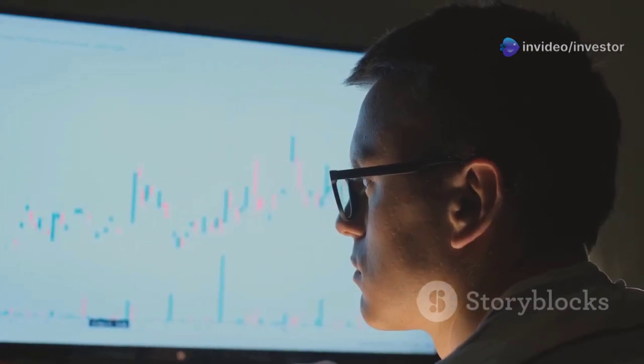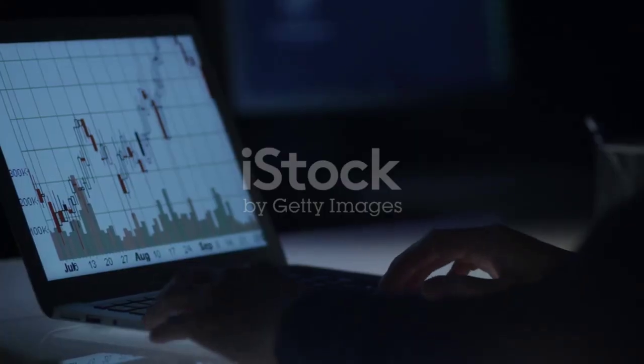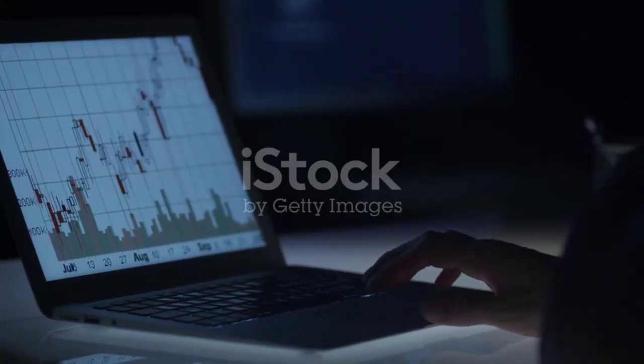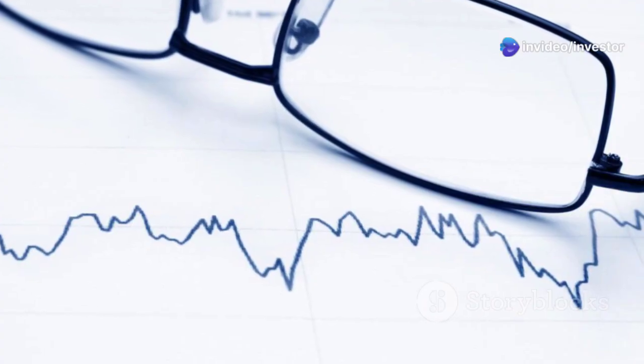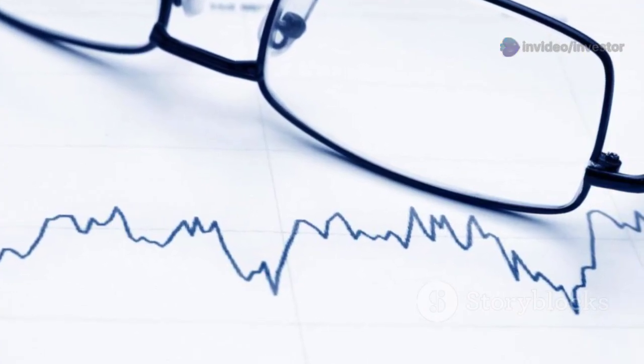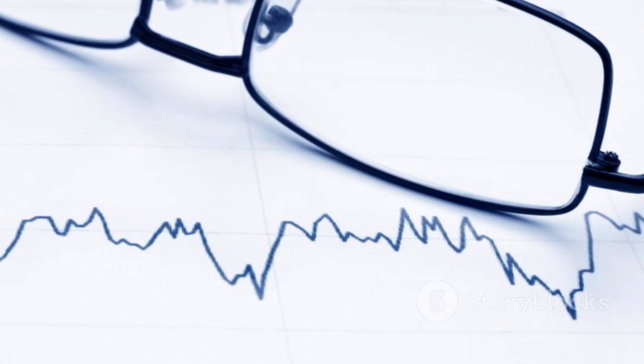Standard deviation is a statistical term. It tells you how much the returns of an investment have varied from their average return over a certain period. Imagine you have a mutual fund that has returned an average of 8% per year for the last 5 years. The standard deviation tells you how much those yearly returns have fluctuated around that 8% average.